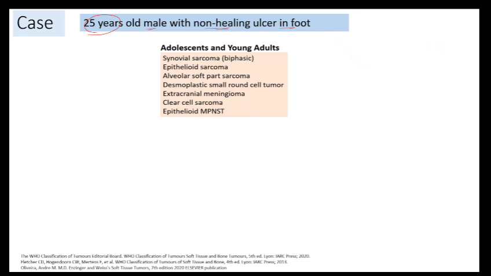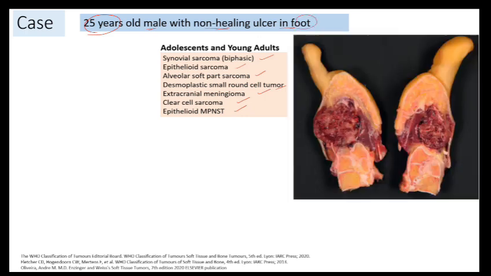So what are the conditions or the sarcomas which are common in young adults? Those are synovial sarcomas, epithelioid sarcomas, alveolar soft part sarcomas, desmoplastic small round cell tumor, extracranial myxoid chondrosarcomas, clear cell sarcomas, and epithelioid MPNST. Then what are the sarcomas which are common in the foot and present as a non-healing ulcer?